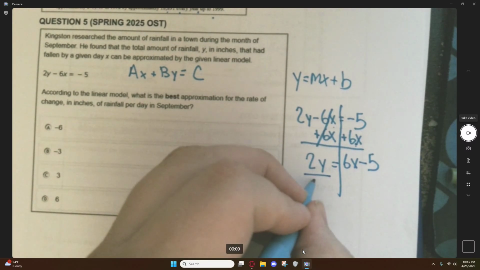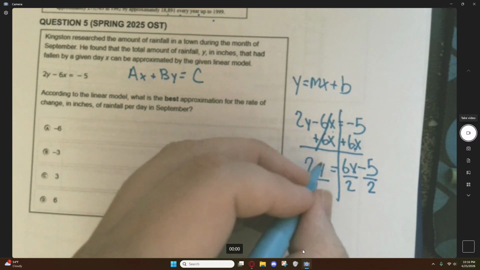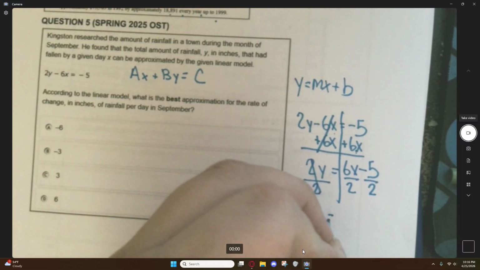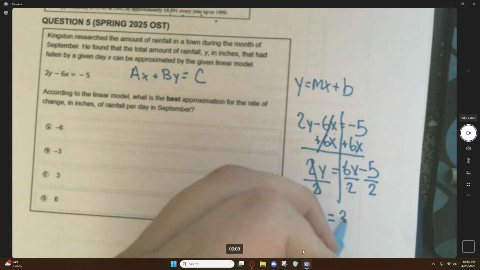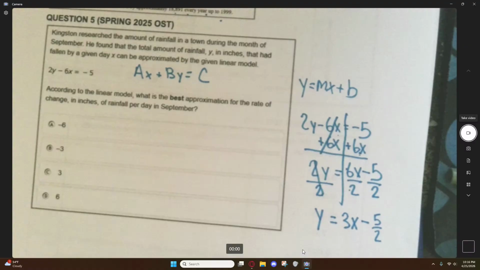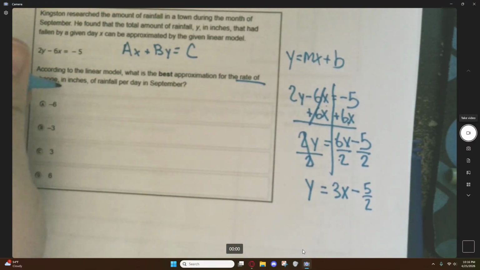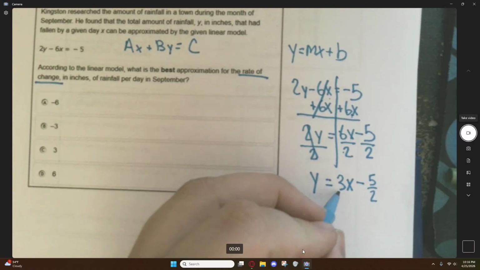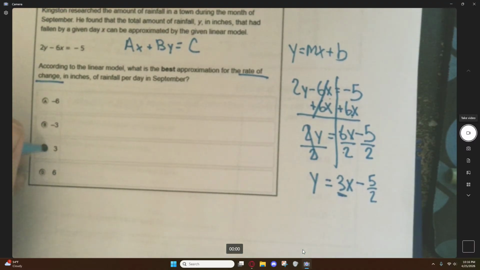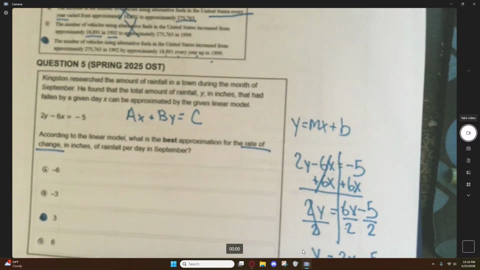Last step, I need to divide everything by 2. 2 divided by 2 makes 1, so that just leaves us with y. 6 divided by 2 is 3x minus 5 over 2. I'm not going to put that into a decimal. I'm just going to leave it as it is because that's not important. What is the best approximation for the rate of change? The rate of change is our slope. Our slope at this point is 3, so the answer is 3. You're just converting it from standard form to y equals mx plus b, and that's it.